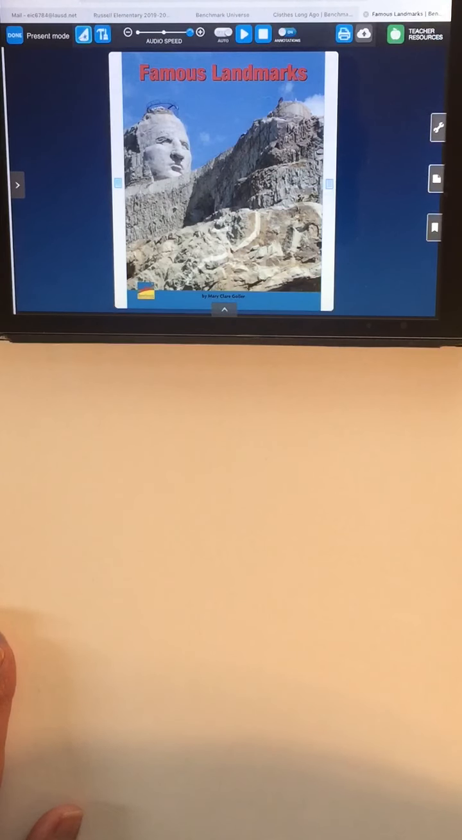Nonfiction books like this one give us information that is true. With true books, we can find the main idea of the book, and then as we read the book, we can find the details.